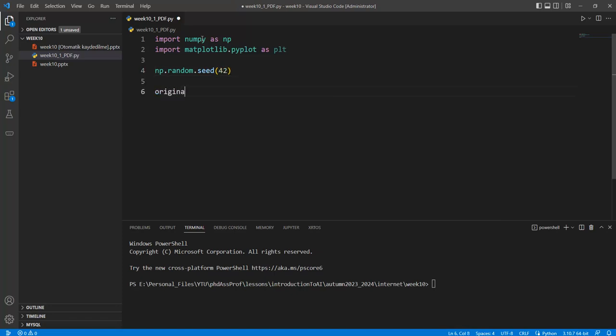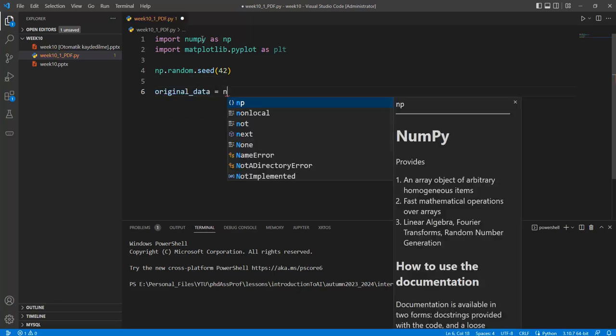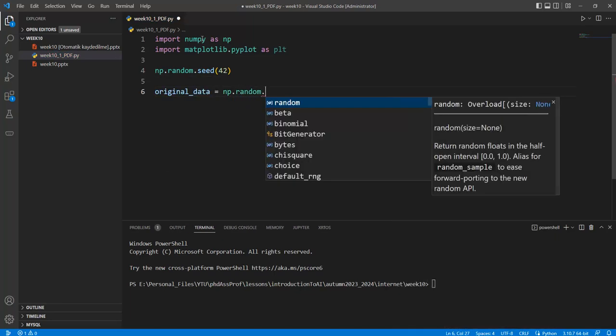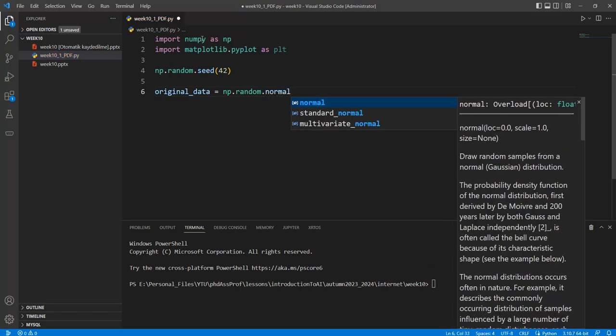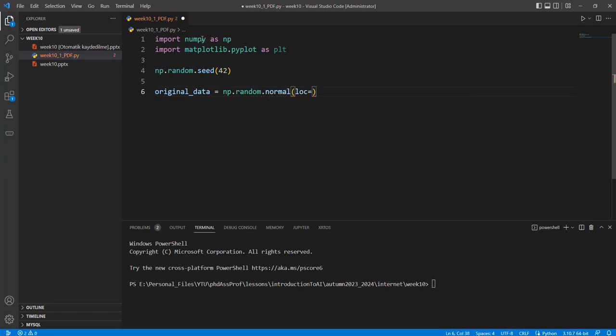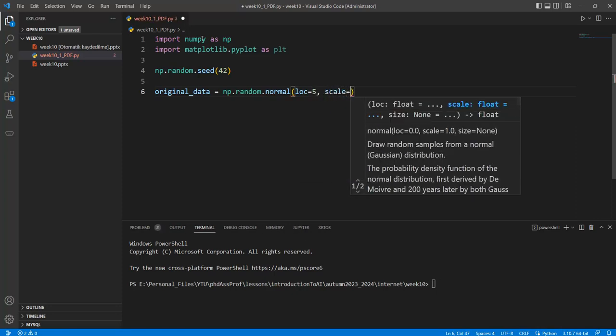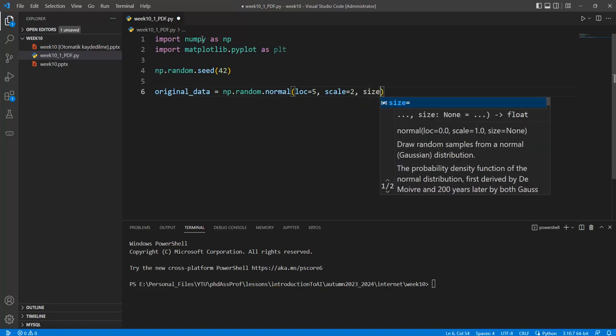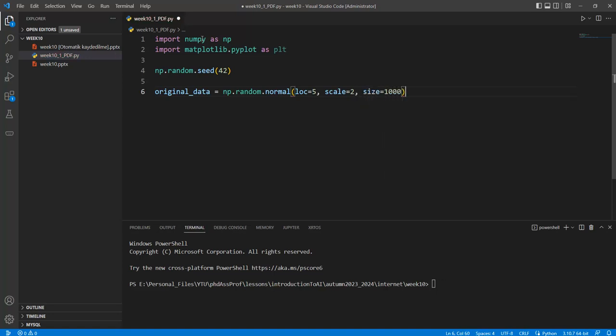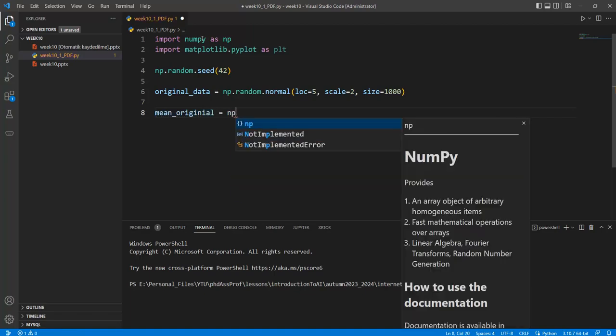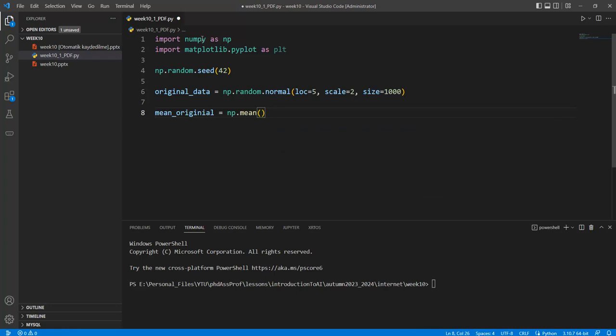Original data can be created with the np.random.normal function. In this function, loc means the mean value, for example 5, scale is equal to the standard deviation, and size is 1000, which means that we have 1000 random data points in here. Firstly we need to give the mean of the original data like this one. np.mean calculates it from the original data.